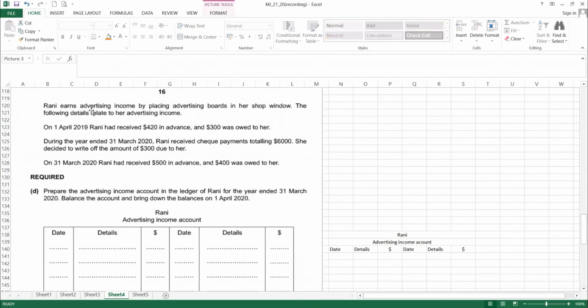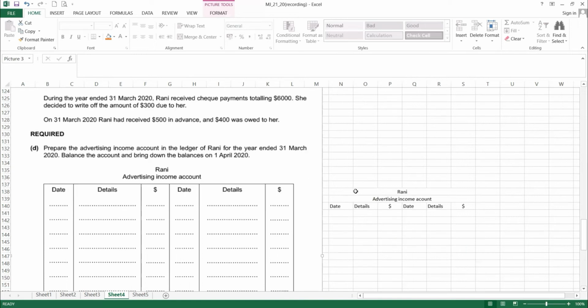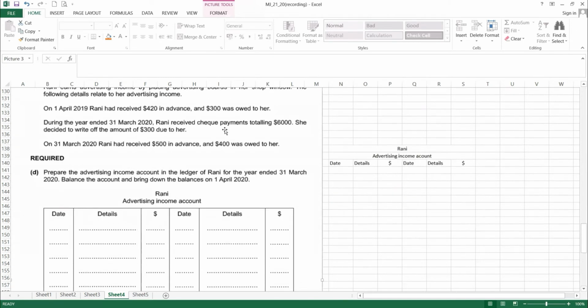Rani earned advertising income by placing an advertising board in her shop window. The following details relate to her advertising income. On 1st April 2019, Rani had received 420 in advance and 300 was owed to her. So that means in the beginning of the month, okay, let's move down a bit, beginning of the month or beginning of the year, the one is received in advance.